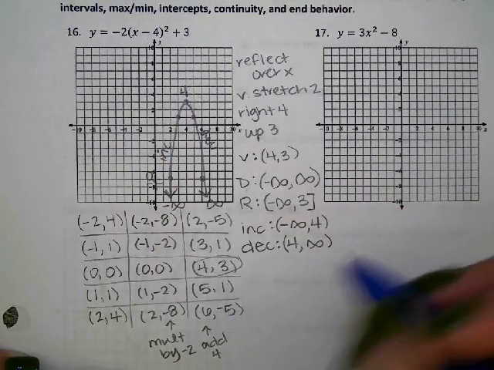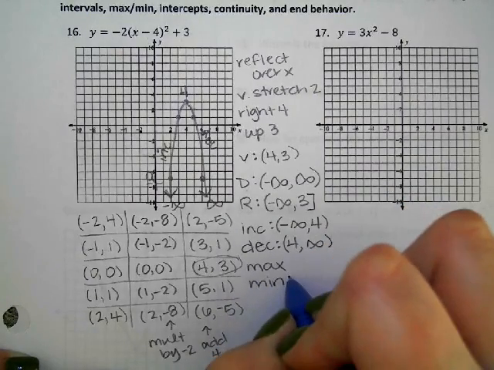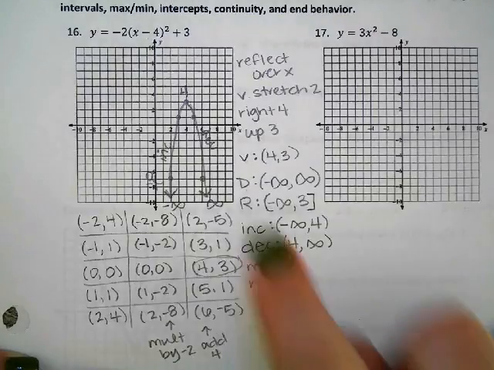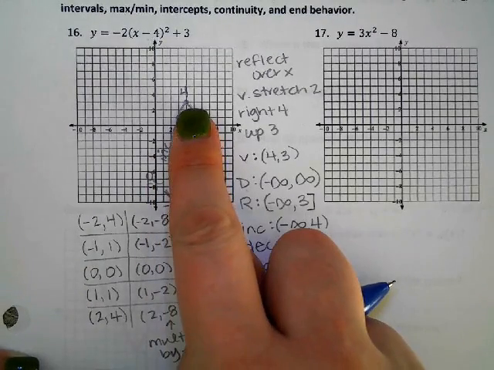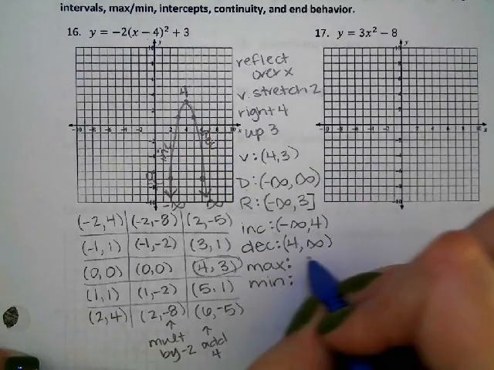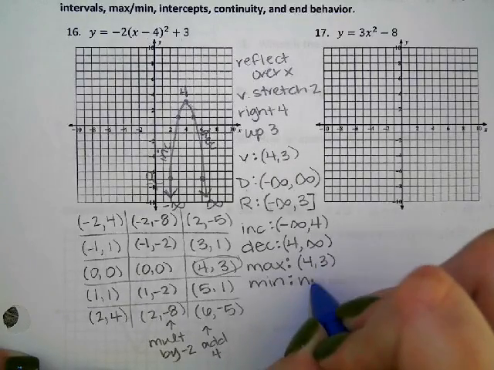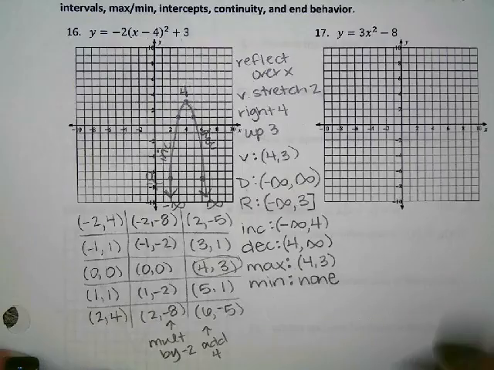Max, min. So this point up here is what I would consider a mountaintop, which means it's a maximum, and that is the vertex. It's the point (4, 3), so I'm going to put that for a maximum, and then for a minimum, I'm going to put none because there is no valley on this picture.